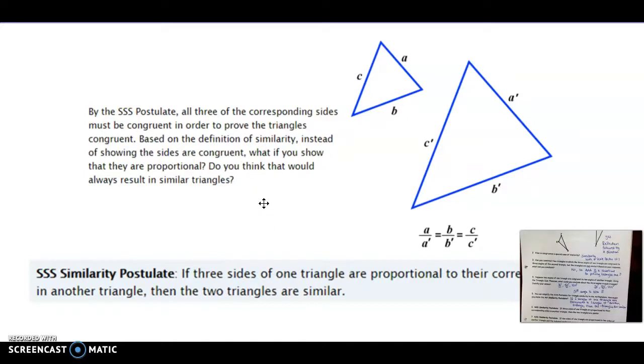So let's look at the SSS postulate, which is another one of our shortcuts. This is number 6 that's already on your notes for you.